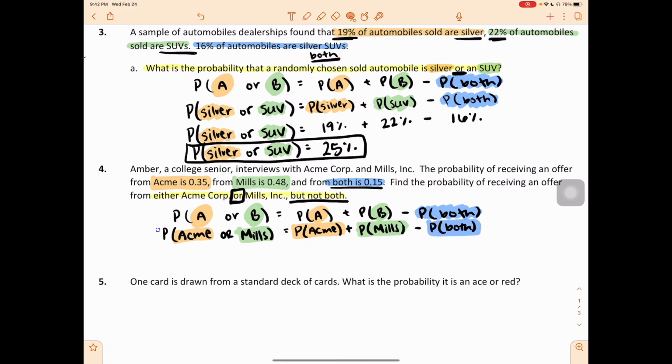All right, so now we just have to plug in the probabilities, or replace the probability of Acme with the actual probability. Remember to pause the video. Try this on your own if you have not yet. Do it on your own. So the probability of receiving an offer from Acme is 35 hundredths. The probability of receiving one from Mills is 48 hundredths. And the probability of receiving one from both is 15 hundredths. Okay, so I'll go ahead and color code again for you, just so you can see it. Those are where I got those numbers.